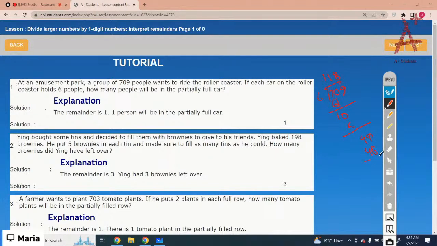6 times 8 is 48 and yes, you are left with 1. That means in the last car you have just one person. Got it?